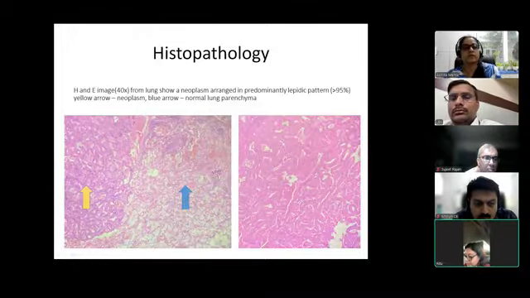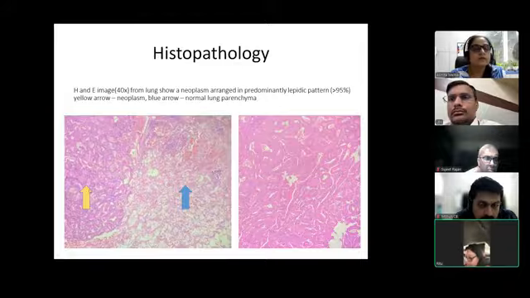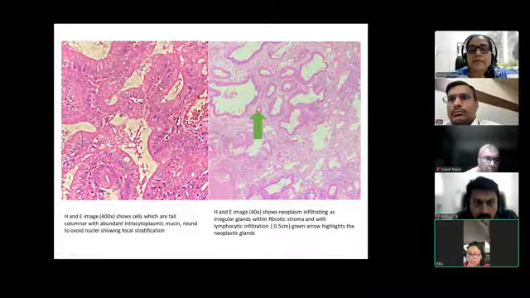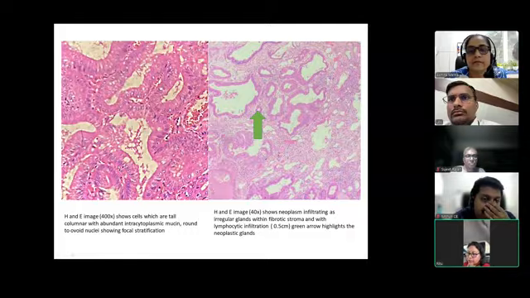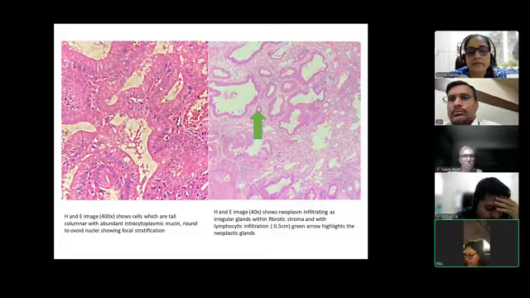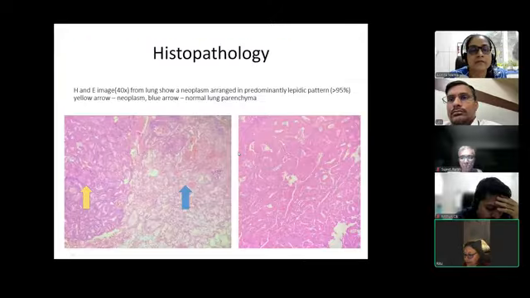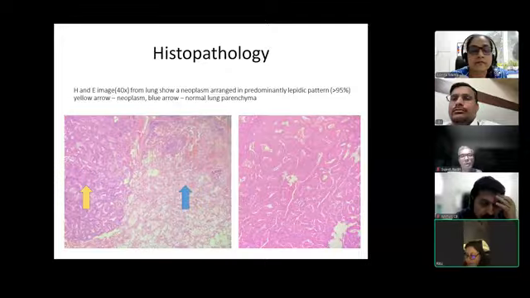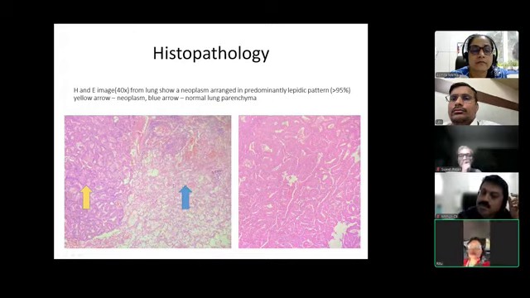On the right-hand side of the image is the higher power of the same, where we can see the carcinoma cells arranged in an acinar pattern. At higher power, some are mucin secreting cells and some are non-mucin secreting cells. But as you can see in the previous image, it is not only a lepidic adenocarcinoma; above the blue arrow there are tumor glands invading from the main tumor into the surrounding periphery.